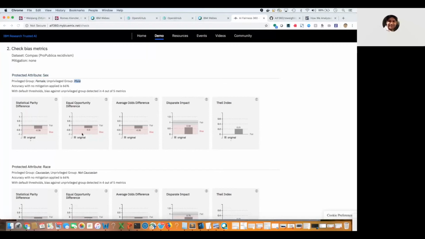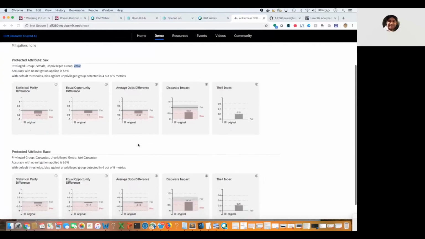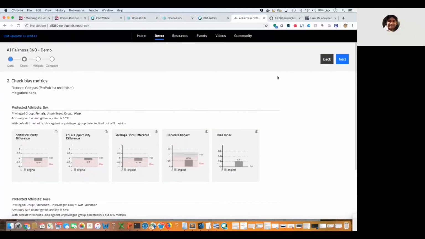What you see is, wherever you see this light pink mark, that means it's further away from zero in the negative sense. So the further away from zero you are, you get classified as a bias. Typically the threshold is if it is more than 0.5, definitely, it's giving biased results. And in 4 out of the 5 metrics here, you see it's giving biased results for male. And the same for race. In this case, the privileged group is Caucasian, unprivileged group is not Caucasian. And in 4 out of 5 metrics, again, it's giving a biased result.